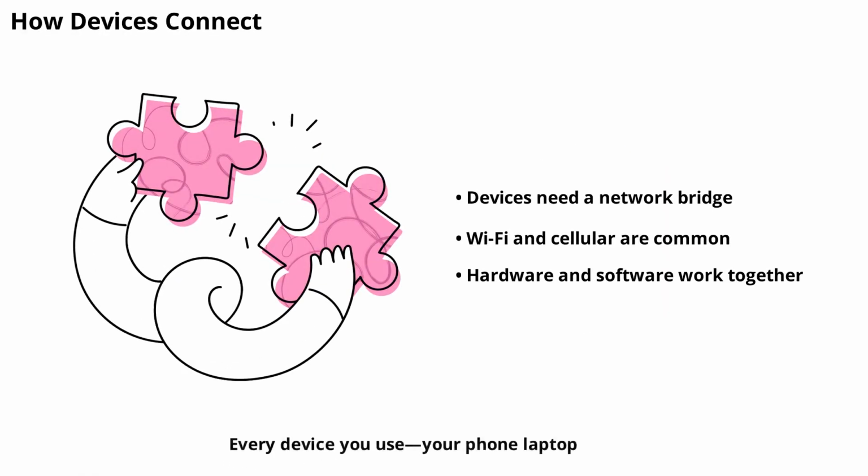Every device you use, your phone, laptop, or smart TV, needs a way to connect to the internet. This usually happens through a local network, like the Wi-Fi in your home or the cellular network on your phone. These networks act as bridges, linking your device to the wider world. The process involves both hardware, like routers and modems, and software, which manages the connections and data flow. Without these essential components, accessing the internet would be impossible.